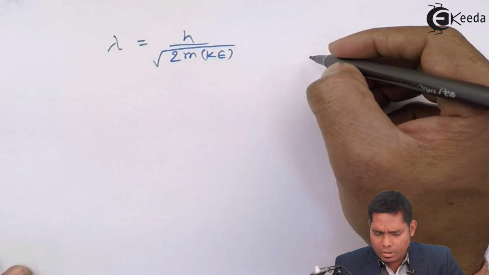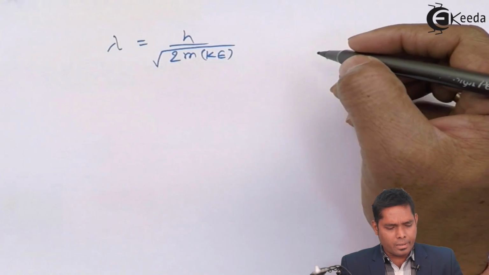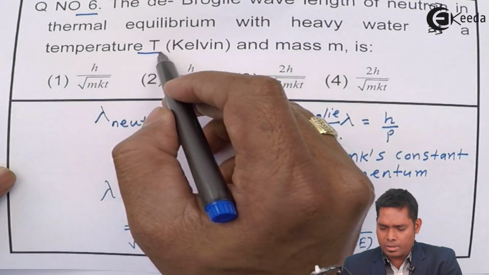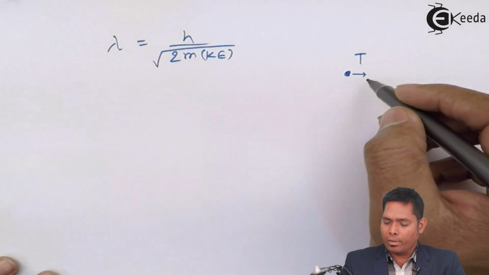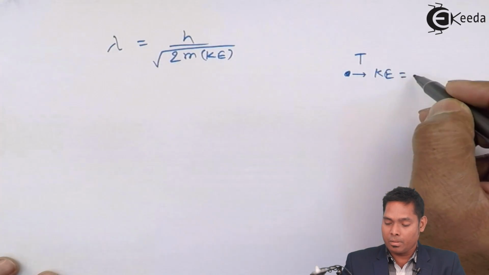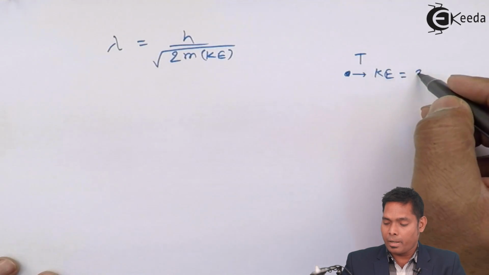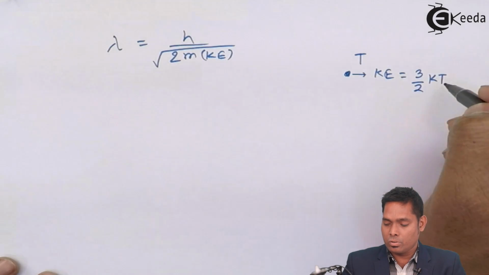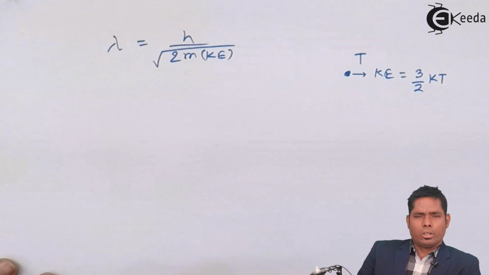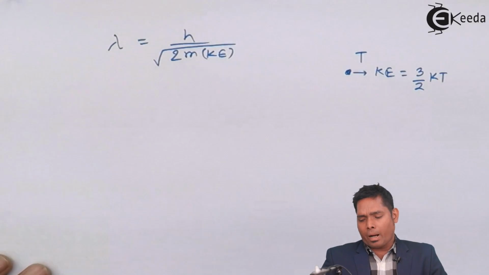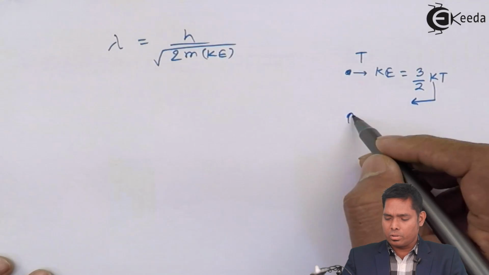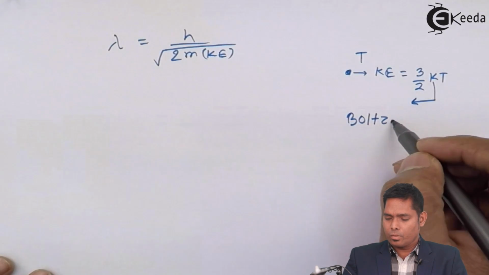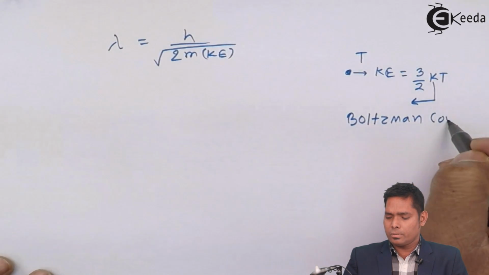Now for thermal equilibrium, the temperature of the neutron is T and the kinetic energy is given by 3 by 2 kT. This is for a single neutron at temperature T. k is known as the Boltzmann constant.